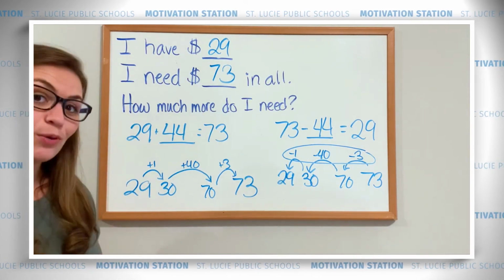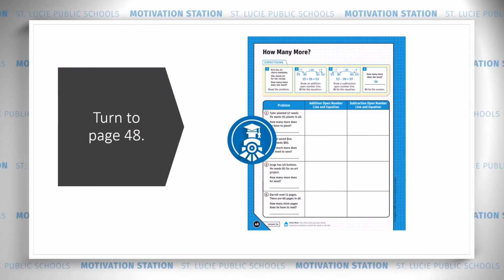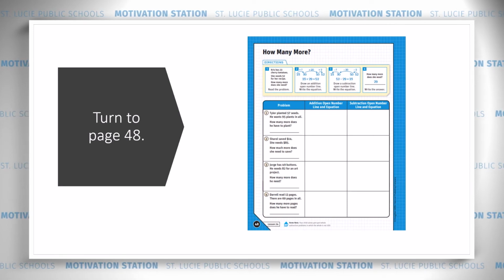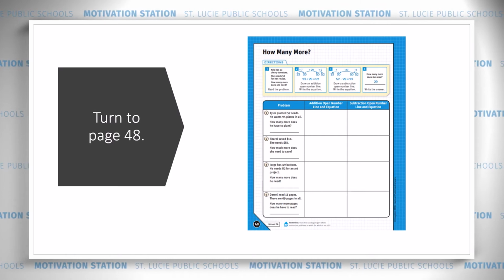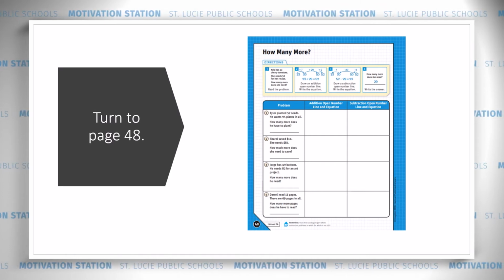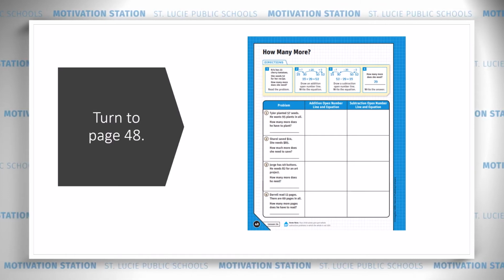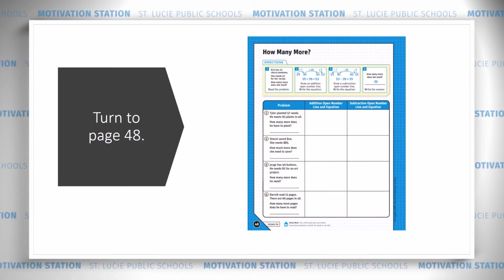Okay, now we're going to practice in our workspace book. Turn to page 48 in your workspace book. We will be completing numbers 1 and 2 on page 48 together. You will complete numbers 3 and 4 on your own. Let's take a look at the directions.